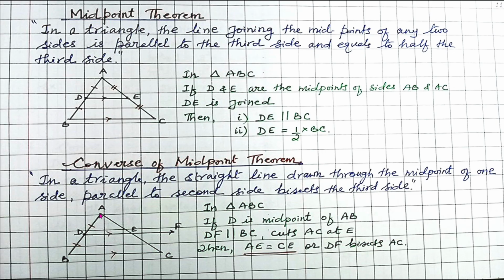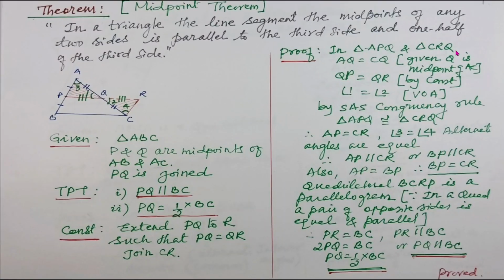Then DF cuts AC at point E such that AC is bisected, or AE is equal to CE, or E is the midpoint of AC. So that is the converse of midpoint theorem. Now let us learn how to prove these two important theorems.